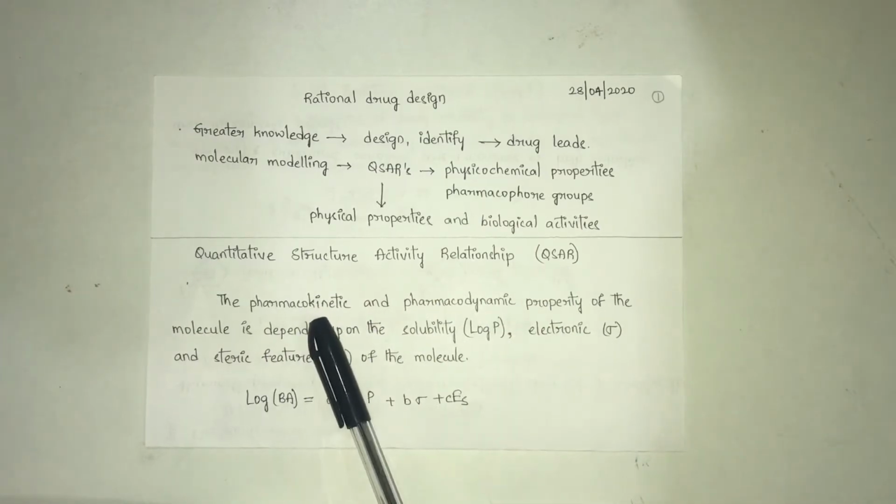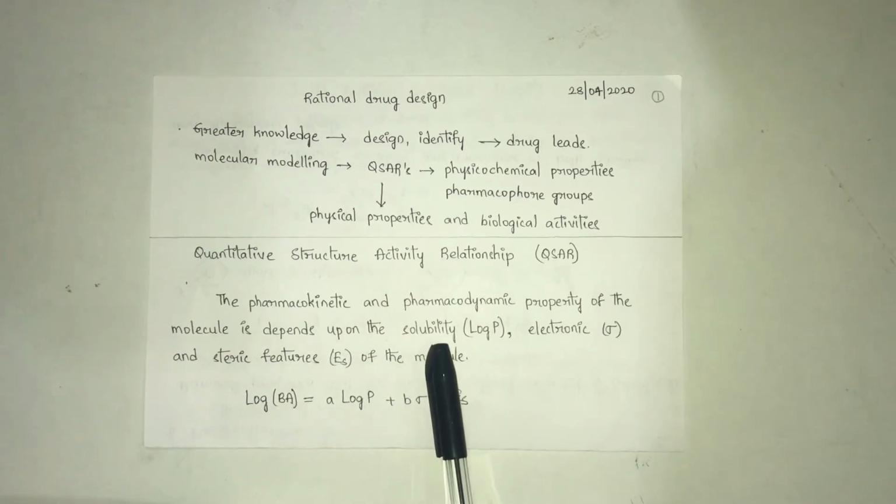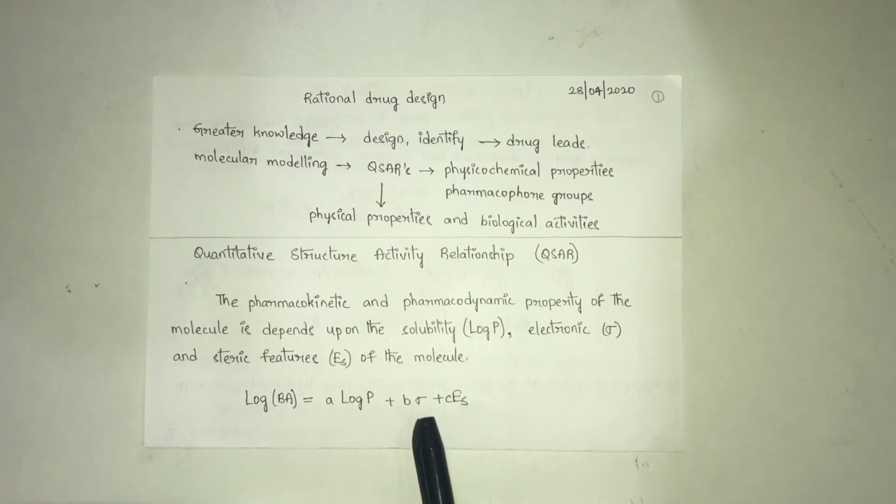The pharmacokinetic and pharmacodynamic property of the molecule depends upon the solubility, electronic and steric features of the molecule. So this is the equation of biological activity: log BA equals A log P plus B sigma plus E_s.